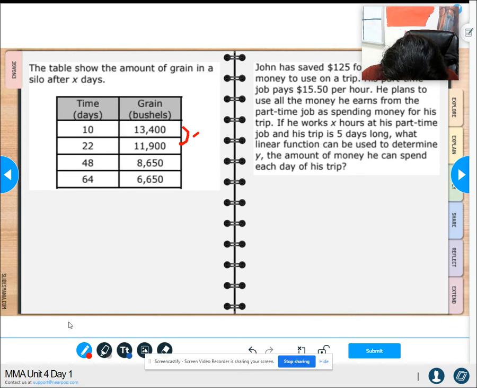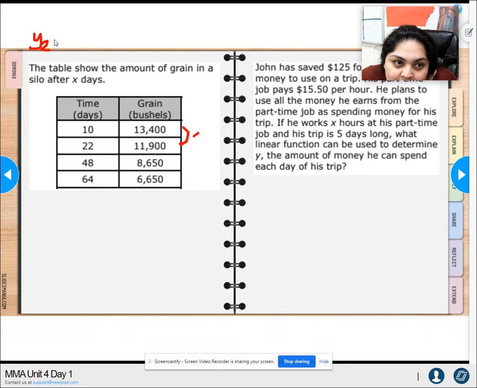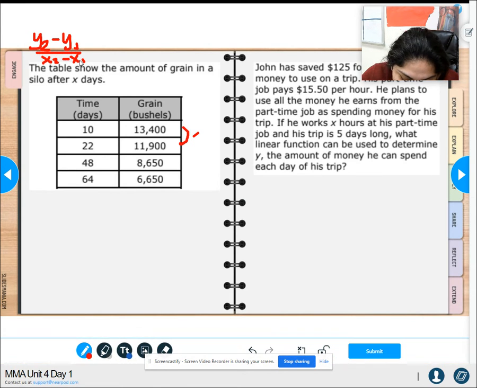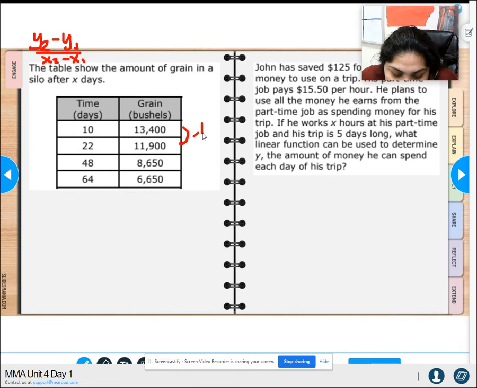All right, let's see. Sorry, the calculator is not coming up. Okay, so we're going to do 11900 first, 11900 minus 13400. Why did I do the 11900 first? Because it's always the second minus the first one. Remember, the slope formula is y2 minus y1 over x2 minus x1. So we have to do the second one first. That came out to be negative 1500.